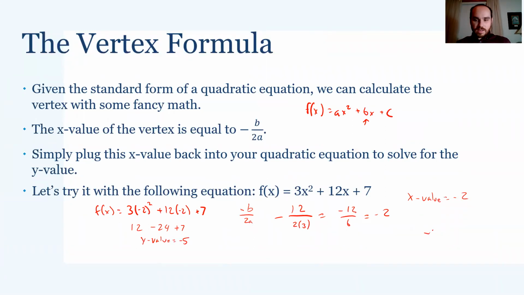So our point should be (negative 2, negative 5). And since this is a positive a value, just for practice sake, we will know that this is a positive opening parabola. So this is also the minimum. So (negative 2, negative 5) is our answer.